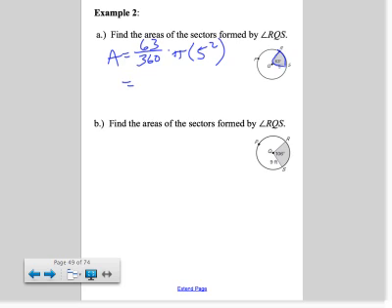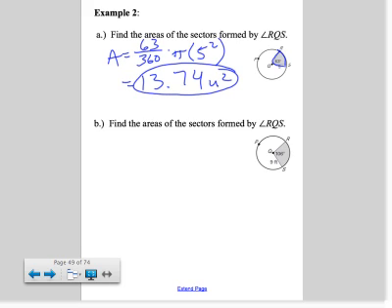When I plug all of this into a calculator, 63 over 360 times 3.14 times 25, I got the area to be roughly 13.74. They don't tell us units, I don't think, so we'll just say units squared. And that's the area of that sector there.